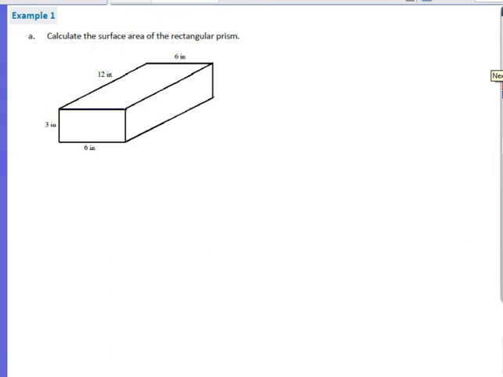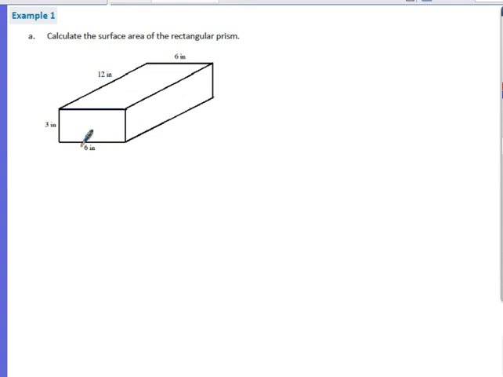Let's take a look at example 1. Example 1 is going to be just like some of the surface area examples that we looked at already this year. And so recall that when we talked about surface area, we learned that surface area is a breakdown of the shape and simply finding the area of all of the faces of the shape.